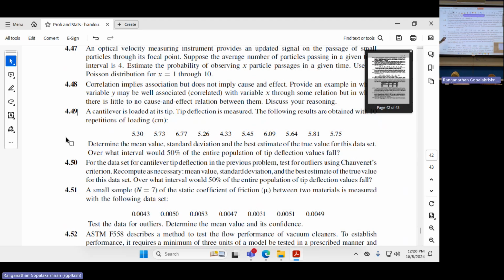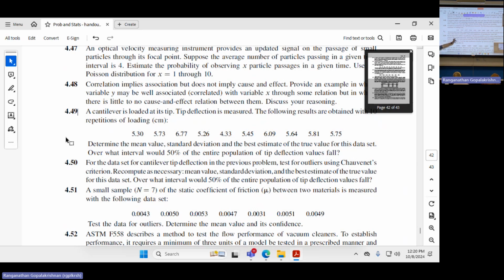The following results are obtained with 10 repetitions of loading in centimeter. Determine the mean value, the standard deviation, and the best estimate of the true value for this data set. Over what interval would 50% of the entire population of deflection values fall? We'll come to the second question later. First question is very typical of what we want to be able to solve.